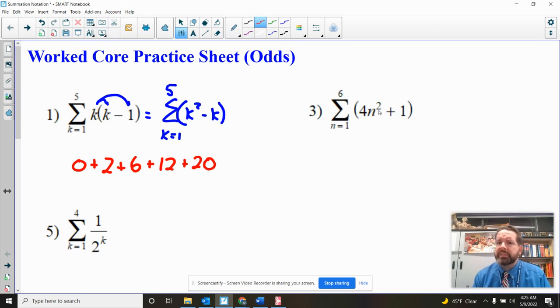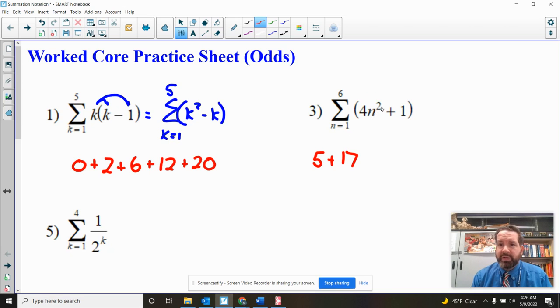Next up, here we go, 4n squared plus 1. n is the index from 1 to 6. So starting with 1. 4 times 1 squared is 4, plus 1 is 5. Now to 2. 2 squared, so your order of operations matters here. So 2 squared is 4. Times another 4 is 16, plus 1 is 17. So the squaring, then multiply by 4, then add 1.